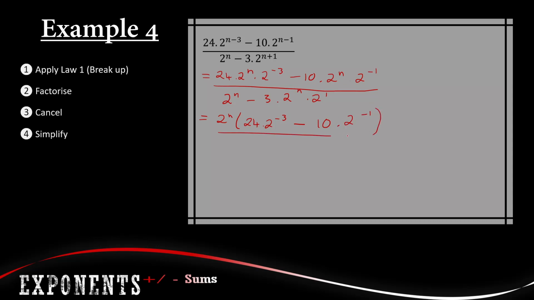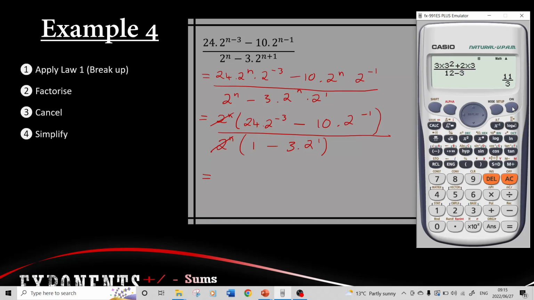Okay. All over, again, take out 2 to the power of n. 1 minus 3 times 2 to the power of 1, that is left. And then we cancel. And then we type into the calculator. 24 times 2 to the power of negative 3 minus 10 times 2 to the power of negative 1, all over 1 minus, and that's 6 basically, 1 minus 6. Okay, 2 over 5.